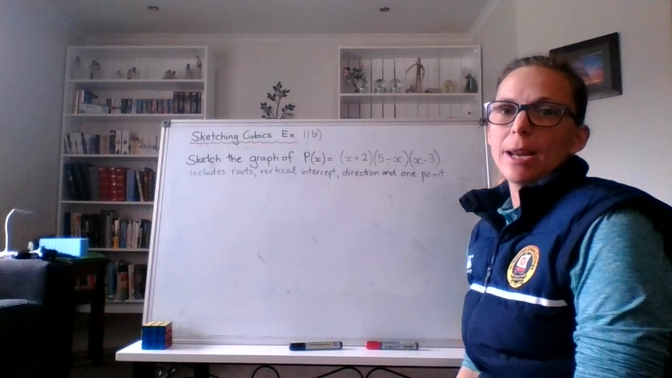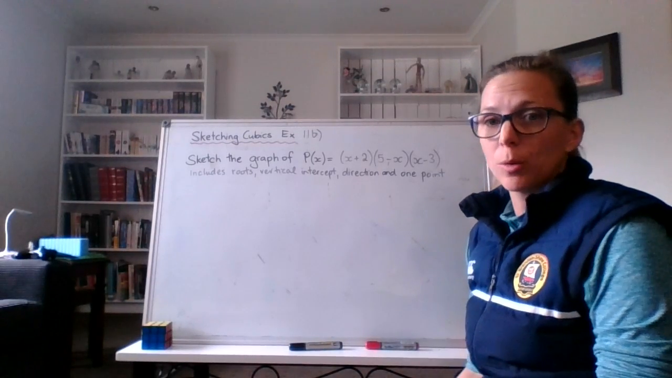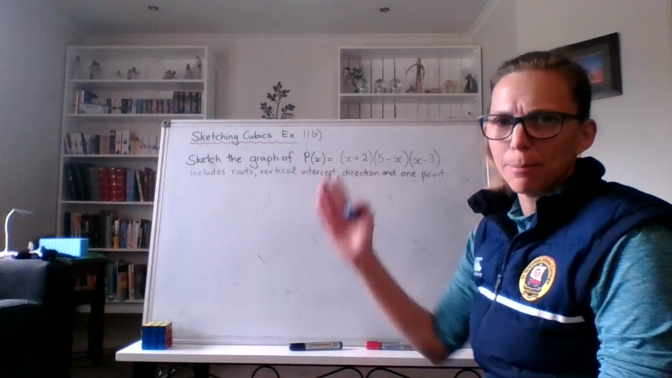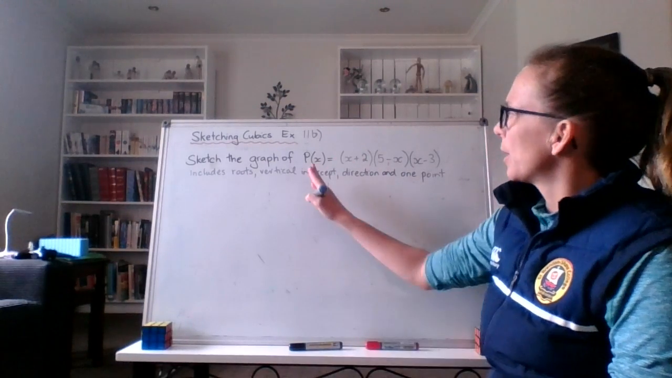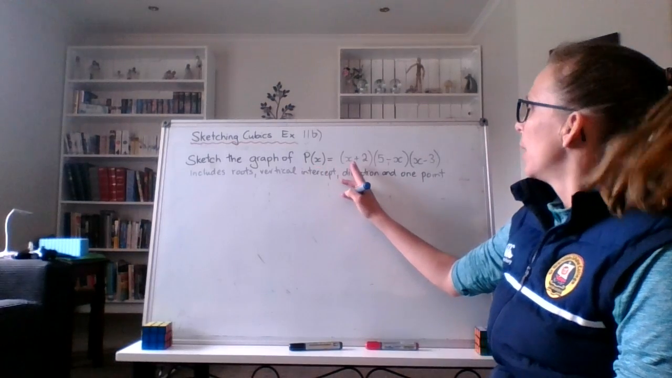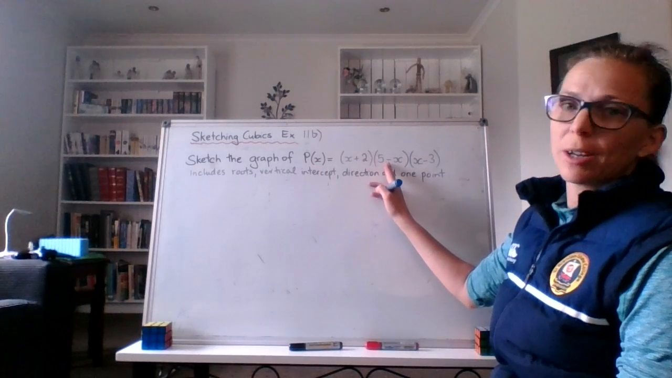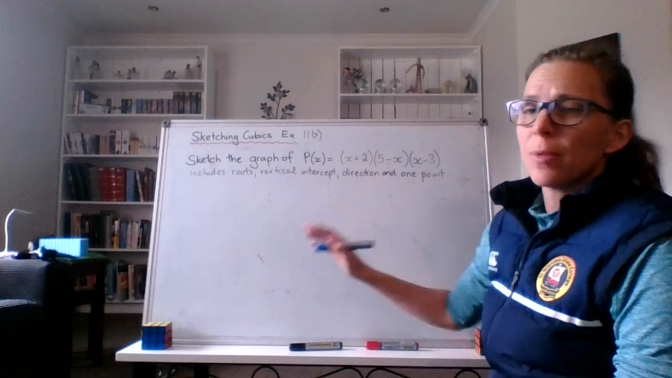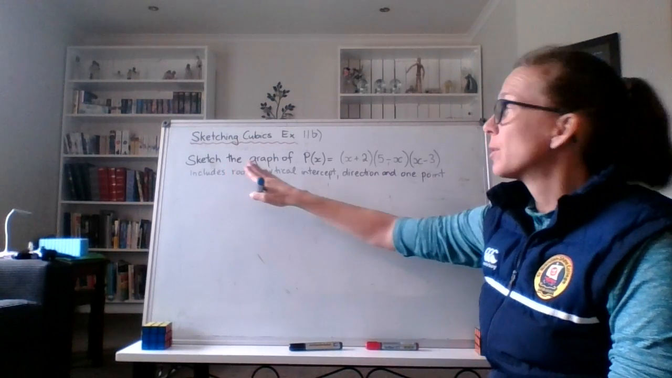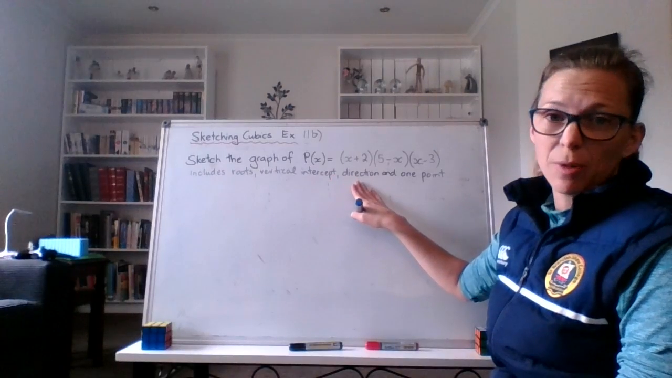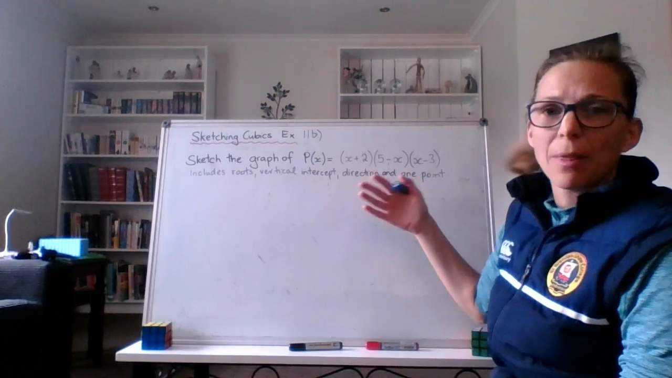So we're going to have a look at another Sketching Cubics question. I've just called this 11b. It doesn't come from the textbook. In this case, we're going to sketch the graph of the polynomial (x + 2)(5 − x)(x − 3). And I've just written here a bit of information. We'd like to include the roots, the vertical intercept, the direction, and one other point.